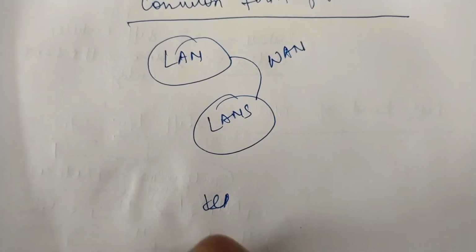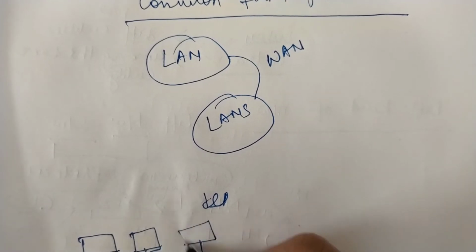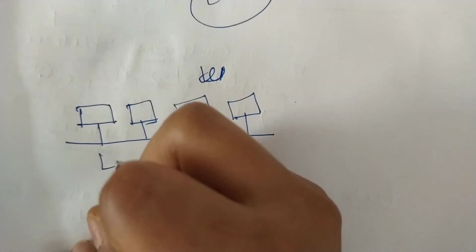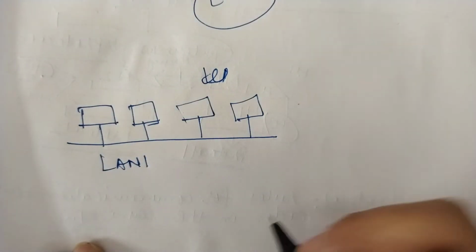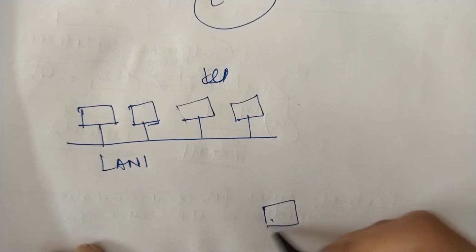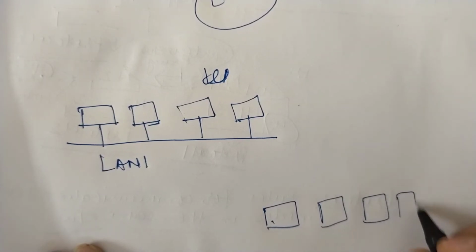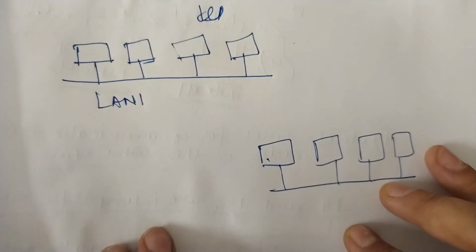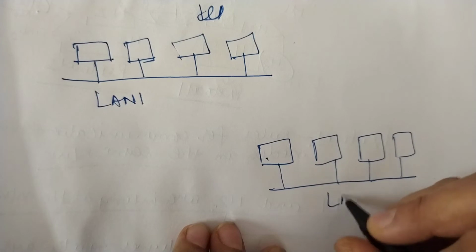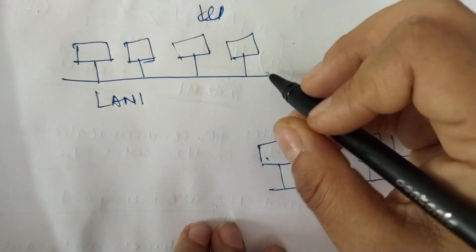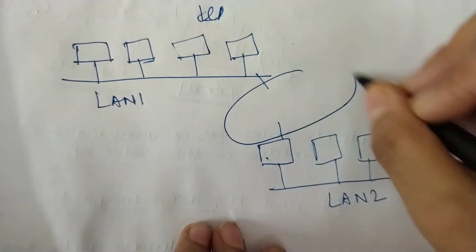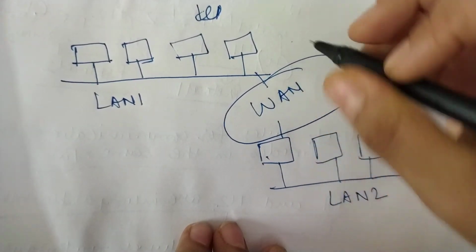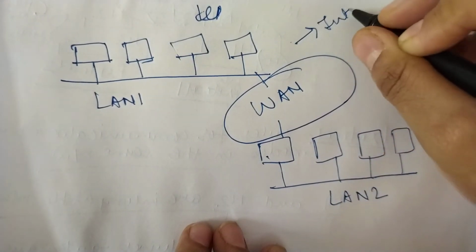So if it is in the form of a bus, then this is one communication channel, and there are different hosts on this communication channel. So if I say this is LAN 1, and then this is LAN 2 with 4 hosts again, and a linear bus, a linear cable, a single communication channel, this is LAN 2. So when these two LANs are connected using a WAN, this would be known as an internet.